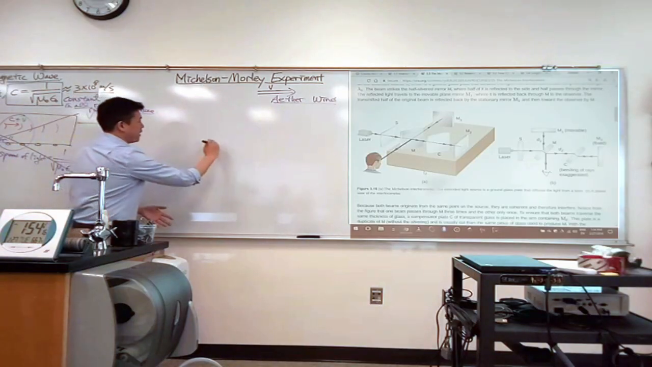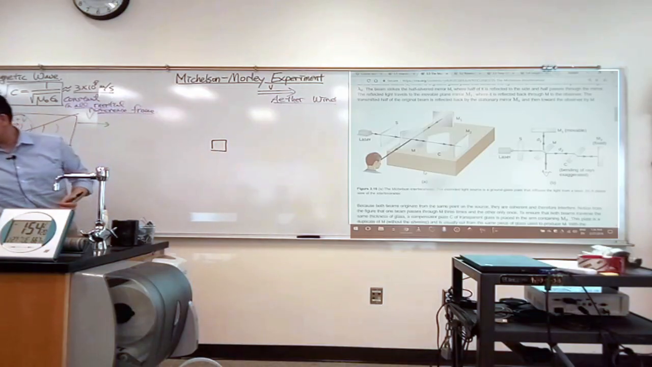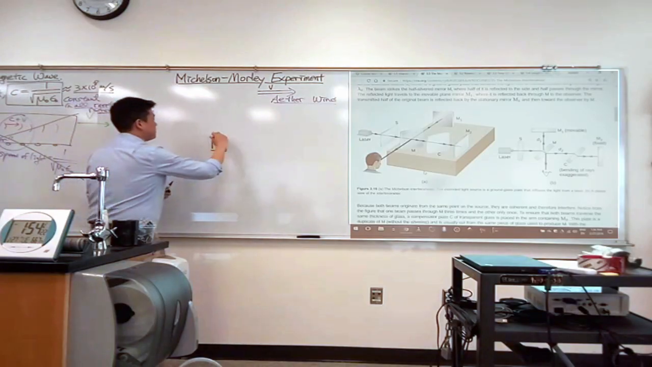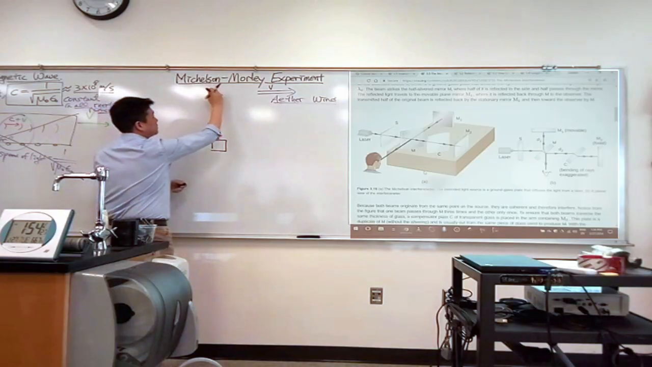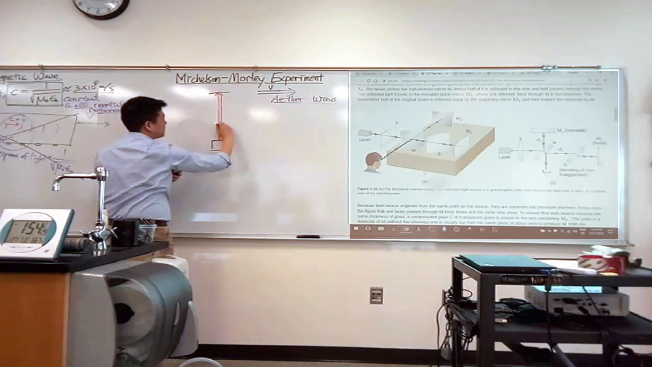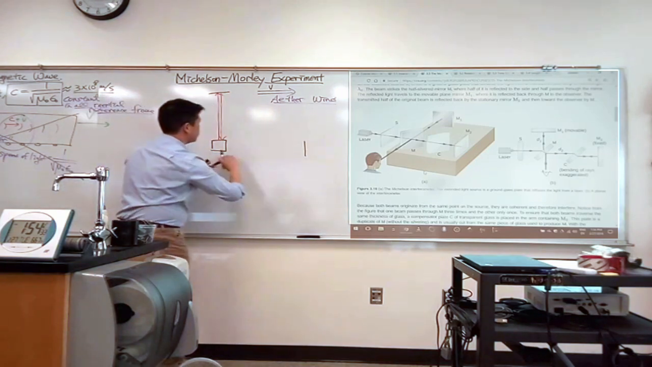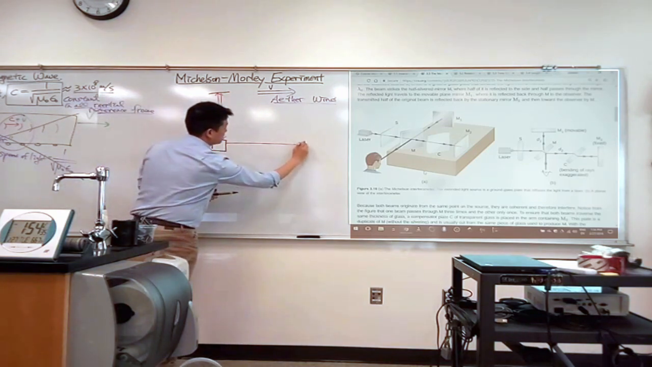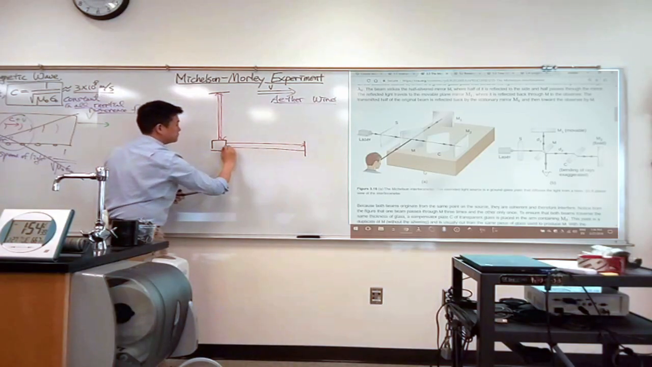In your lab frame, you have one light beam that's being sent this way. You have a light beam that's sent up, bounces against the mirror, and then comes back. And you have another light that's sent this way, bounces against the mirror, and then comes back. Okay?